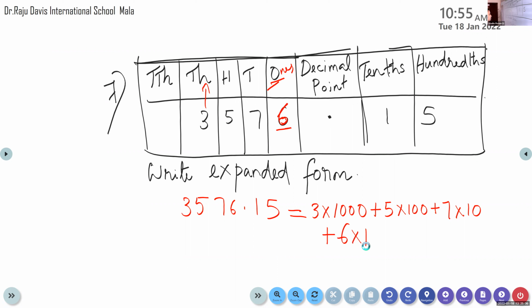Then after the decimal point, we have two more numbers, 1 and 5. So plus 1 into 1 by 10, plus 5 into 1 by 100. Children, please check whether you got the same answer.